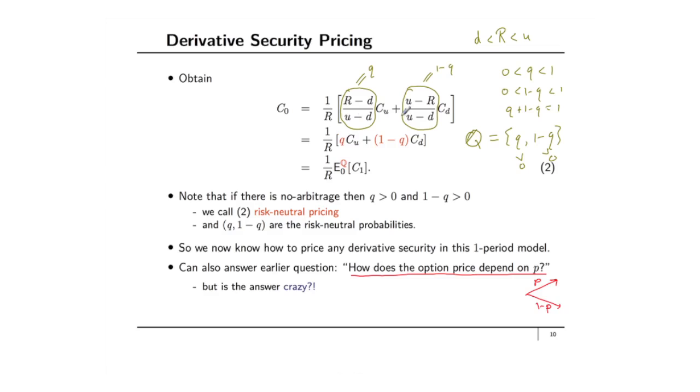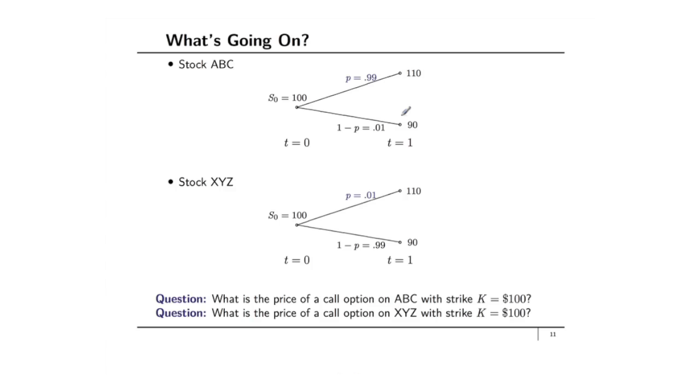So it looks like the value of the option does not depend on P. And this seems to be a crazy situation. Just to see how crazy it is, consider two different securities: stock ABC and stock XYZ. We assume that each stock follows a one-period binomial model. Both stocks start off with the same initial price, $100. At time t equals 1, the first stock can either climb to $110 or fall to $90, and it's the exact same for stock XYZ. The only difference between the two is that the true probability of stock ABC going up is 0.99, whereas for stock XYZ, the true probability of the stock price going up is 0.01.